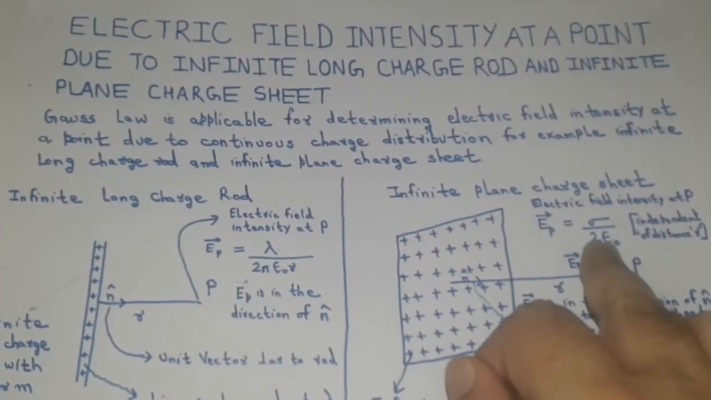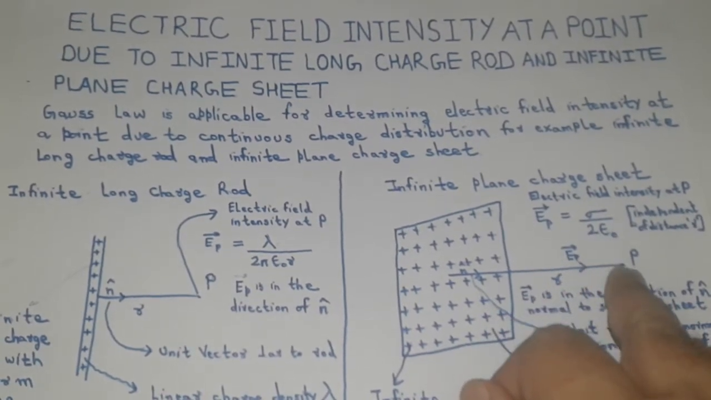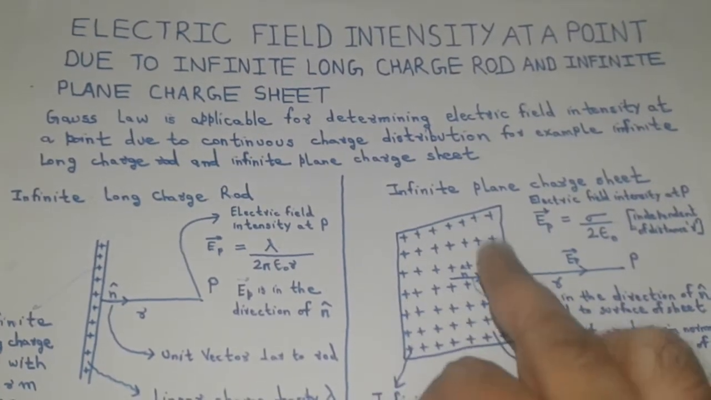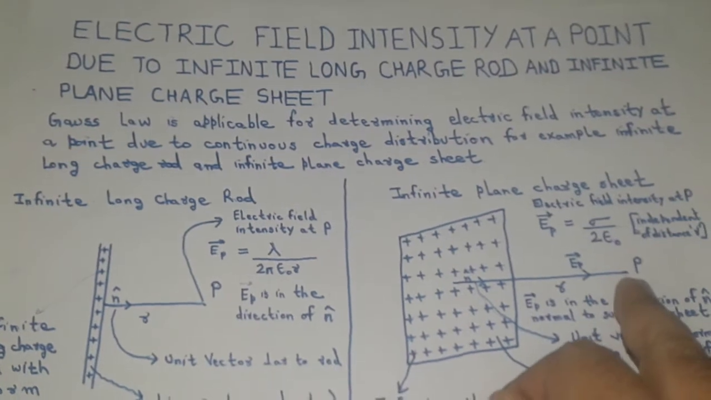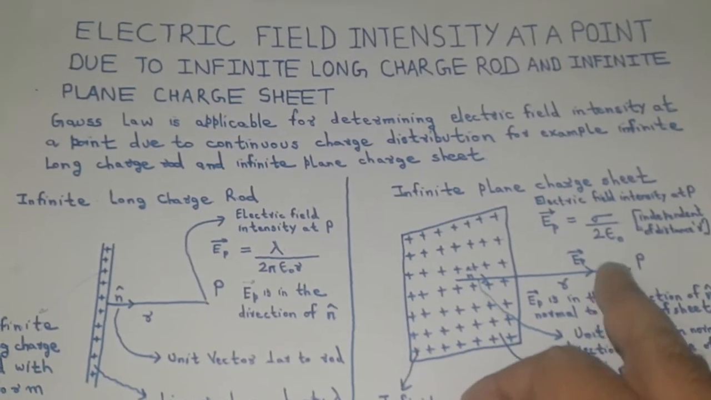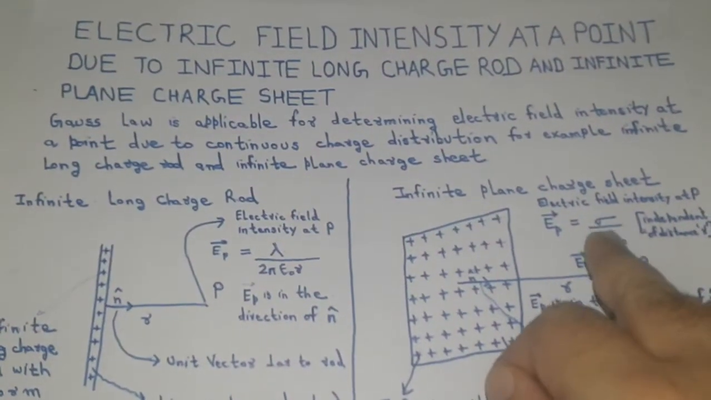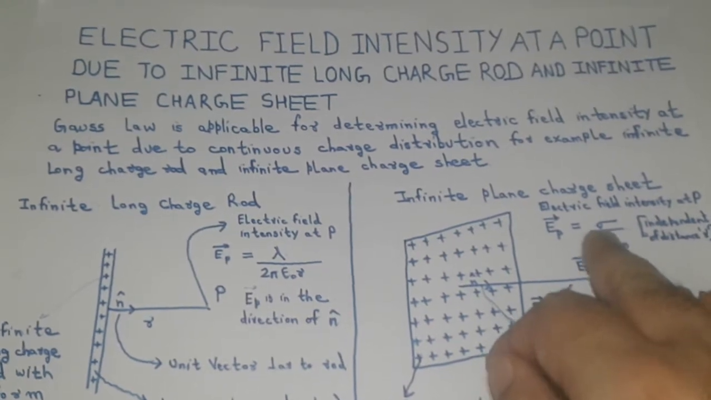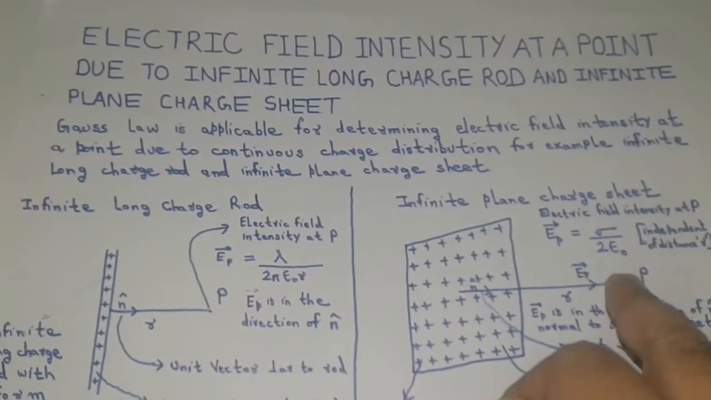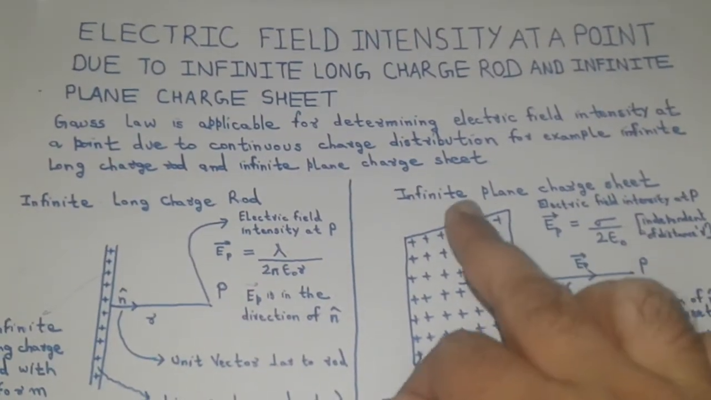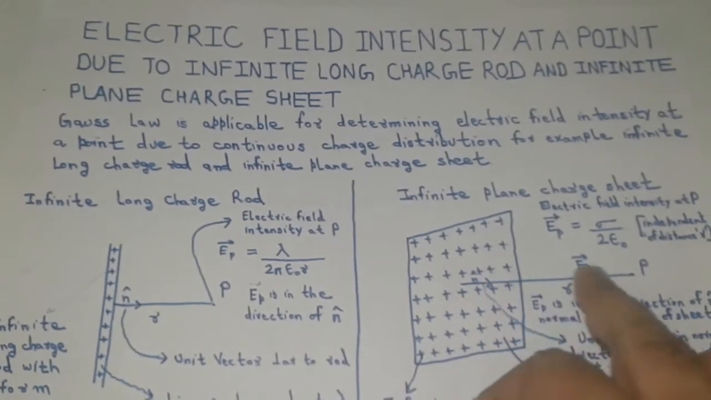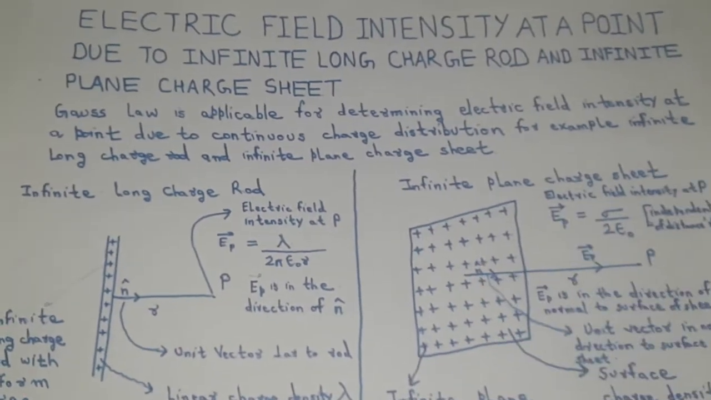From the equation, it is evident that the electric field intensity at point P is independent of the distance of point P from the infinite plane charge sheet. So whether the point P is closer to the sheet or far from the sheet, the electric field intensity will remain the same. Higher the surface charge density sigma of the sheet, higher is the electric field intensity at the point. Hence, electric field intensity at a point depends on the surface charge density of the infinite plane charge sheet and is independent of the distance of the point from the charge sheet.